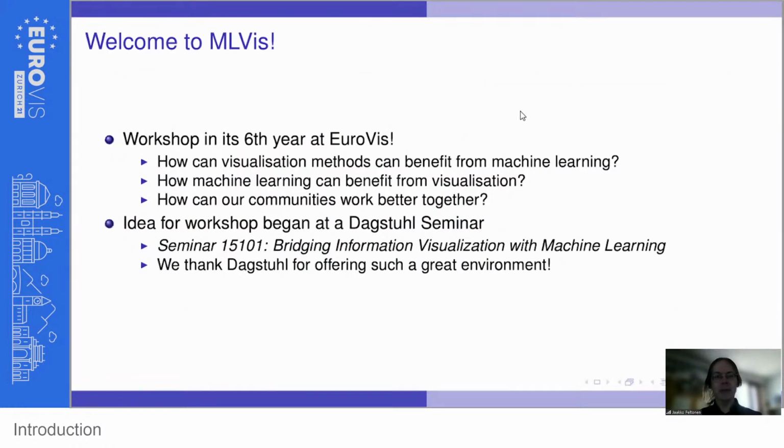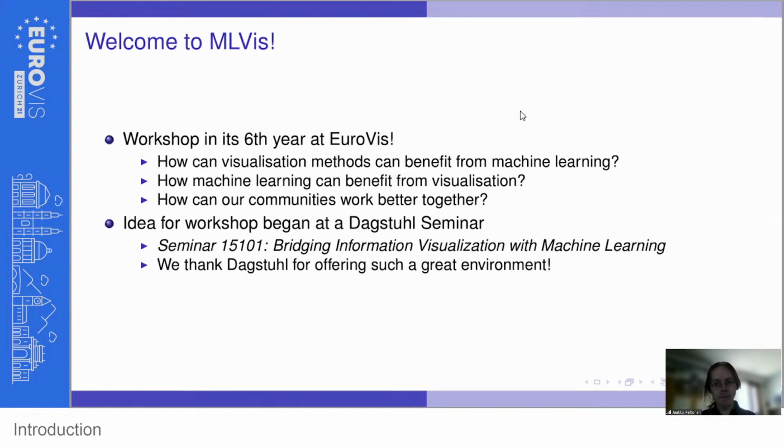So this is the 6th year that our workshop is co-located at EuroVis. The topic of the workshop is how we can bring together visualization and machine learning so that they can benefit from each other, how visualization can benefit from machine learning and how machine learning can benefit from visualization, and in general, how these two communities can better come together and work together.